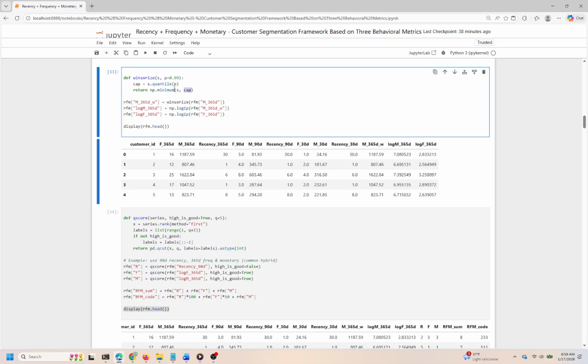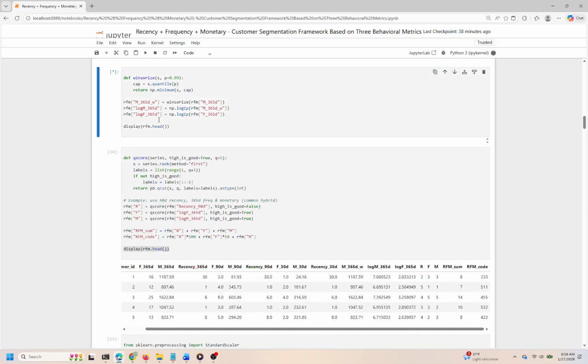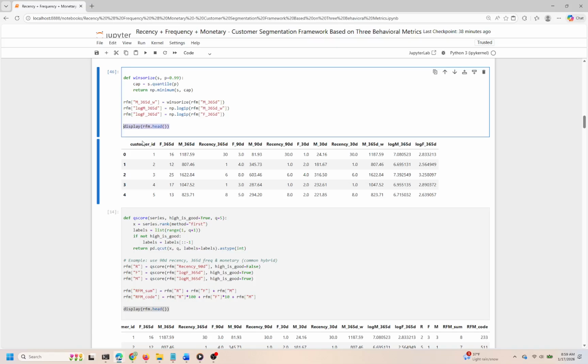After defining this method, the script then takes a closer look at a specific column, M365D, from the data frame known as RFM. The function is applied to this column, and the resulting capped values are stored in a new column called M365DW. This helps in preserving the original data while providing a more robust version for analysis.